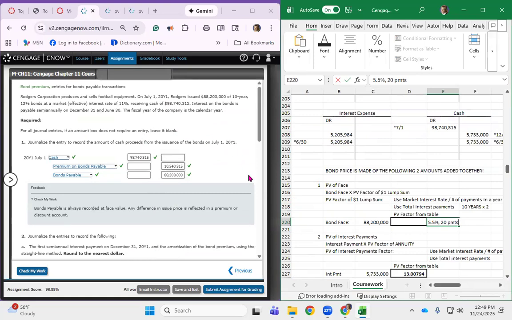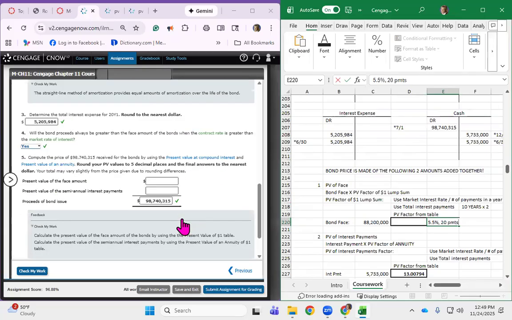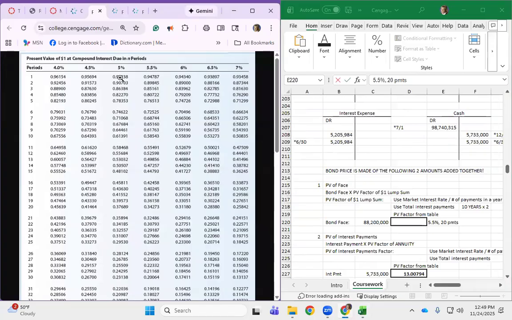Oh, they didn't give us this one, did they? Oh, no, there it is. I was going to say, what? Okay, so here we go. You say, how do I know if I'm on the right table? It takes practice. When you're finding the present value of the face, that face is one amount, and it goes on present value of $1.